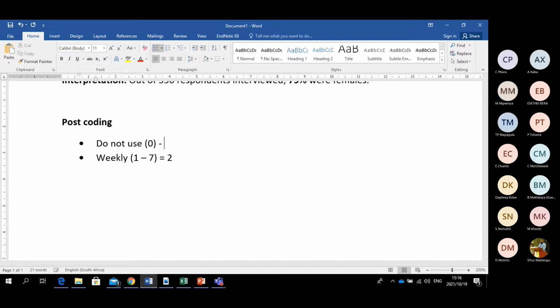And then we allocate a code for them, and then we say that is code 1. So what I'm doing here is post coding basically. Most of the time you won't even have these numbers at all. So the question might be an open-ended question, for example, what is your opinion regarding things such as racism?